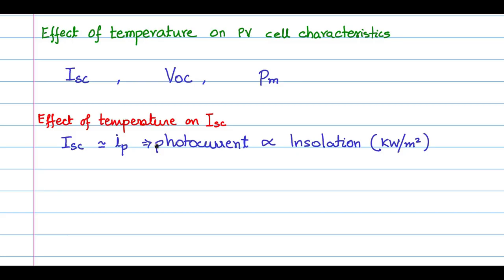So in summary, for the short circuit current, ISC increases as temperature increases, and this is a very small value. It is around 0.1% per degree Kelvin or per degree centigrade for silicon.